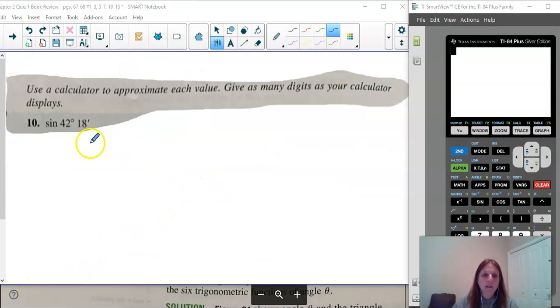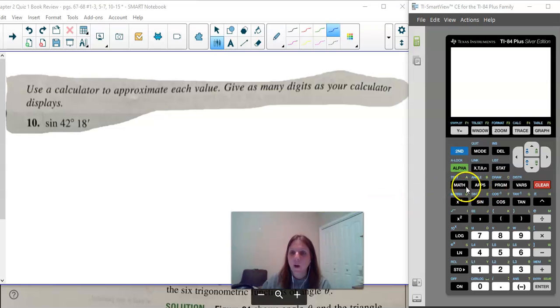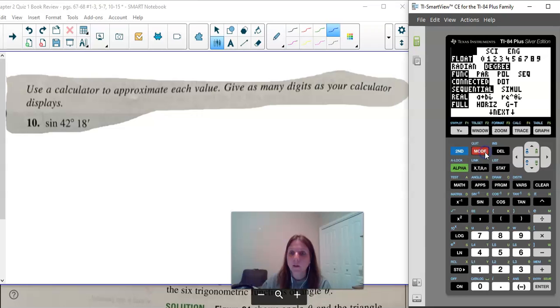So it says to find the sine of 42 degrees 18 minutes. Before you do this, you've got to make sure your calculator is in the right mode. So go to the mode key, which is right next to the second button, and you want to make sure you are in degree mode, not radian. If your calculator looks like this, see how radian is highlighted? You need to arrow over to degree and hit enter in that mode menu. Okay, so you just go to mode and you go to degree and then just hit clear to get out of here.